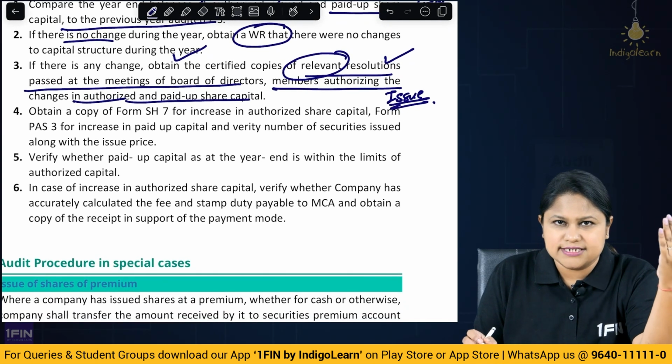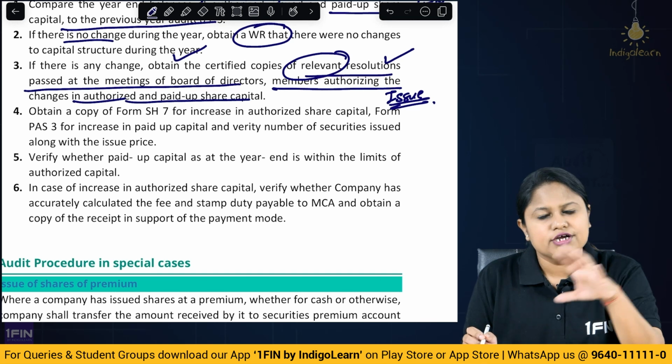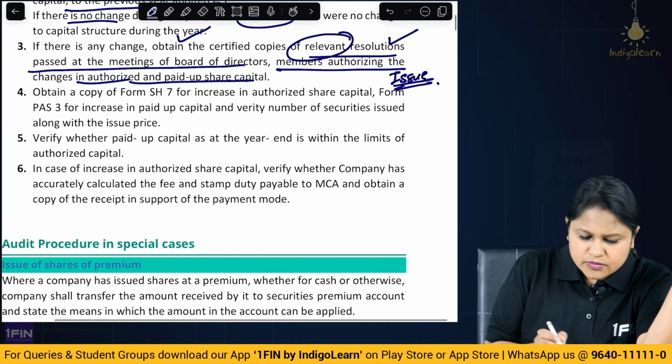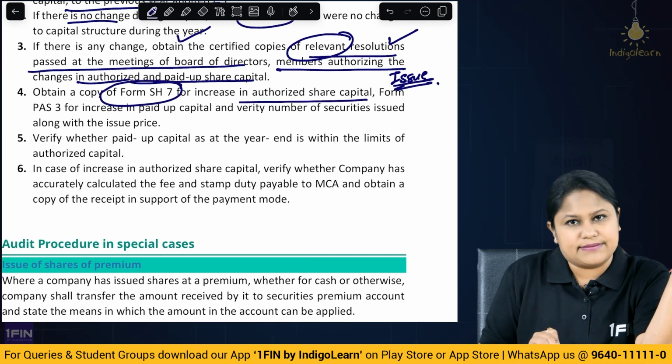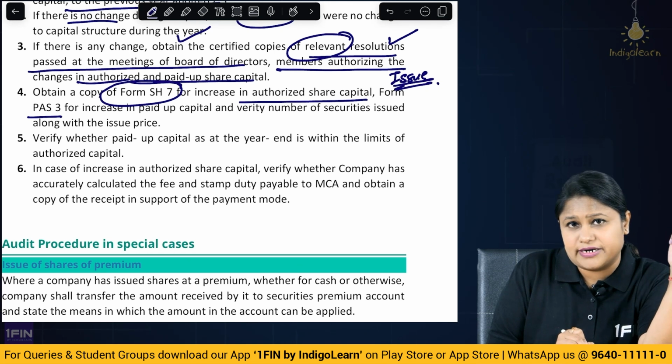So we know board resolutions and general meeting resolutions are different. Members' resolutions are different. A board resolution will be passed in the board meeting. So these will be obtained. Then obtain a copy of form SH7 for increase in authorized capital and form PAS3. PAS3 is the return of allotment, okay?